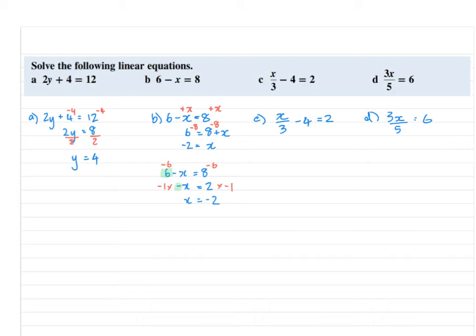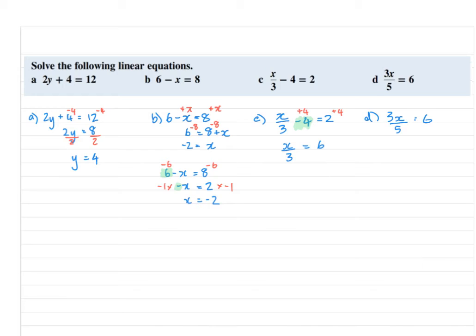My next equation, x divided by 3 minus 4 equals 2. Well, the last thing that was done in this equation was to subtract 4, so that's the first thing I'm going to get rid of. Subtract 4, the opposite operation of subtraction is addition, so add 4 onto both sides, and that leaves me with x over 3 is equal to 6.